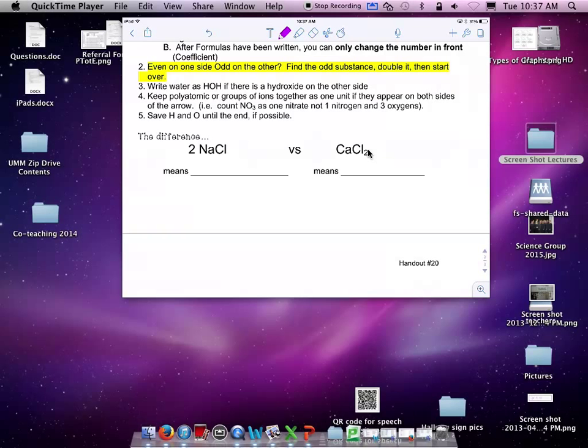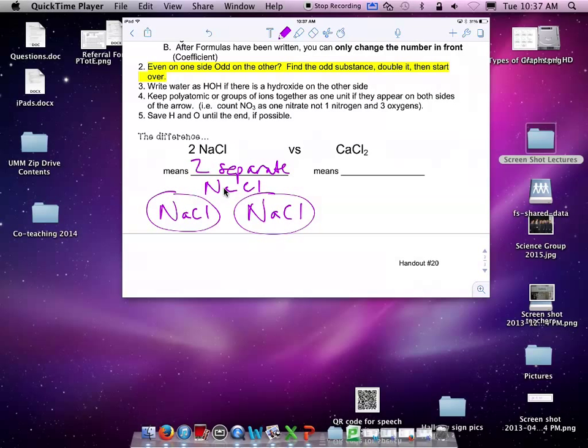I want to make sure you know the difference between a 2 that looks like this and a 2 that looks like this. A 2 in front means you have 2 separate NaCl's. It would look like this, an NaCl and another separate NaCl. That's what that means. So you've got 2 Nas and 2 Cl's, but the NaCl is bonded to each other and we've got a separate one.